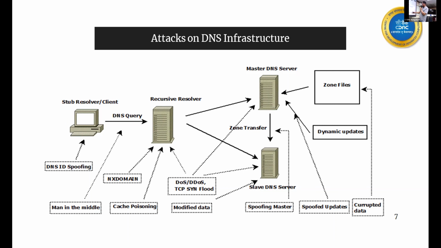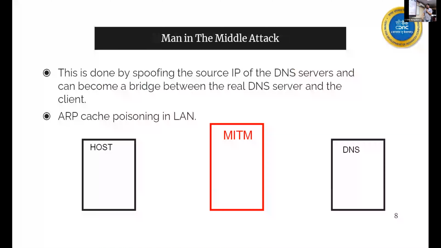Again, you can have something called spoof updates, dynamic updates. I can update the entry of the DNS records dynamically, and then that can be spoofed, right? The IP address of that can be spoofed, and so on. So these are the list of attacks. Let us start discussing one by one.